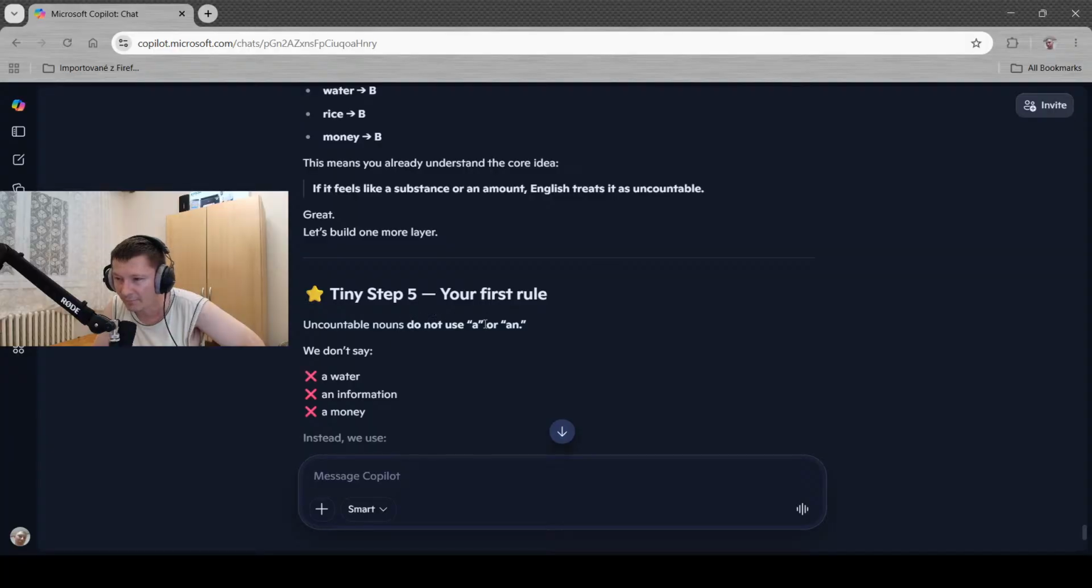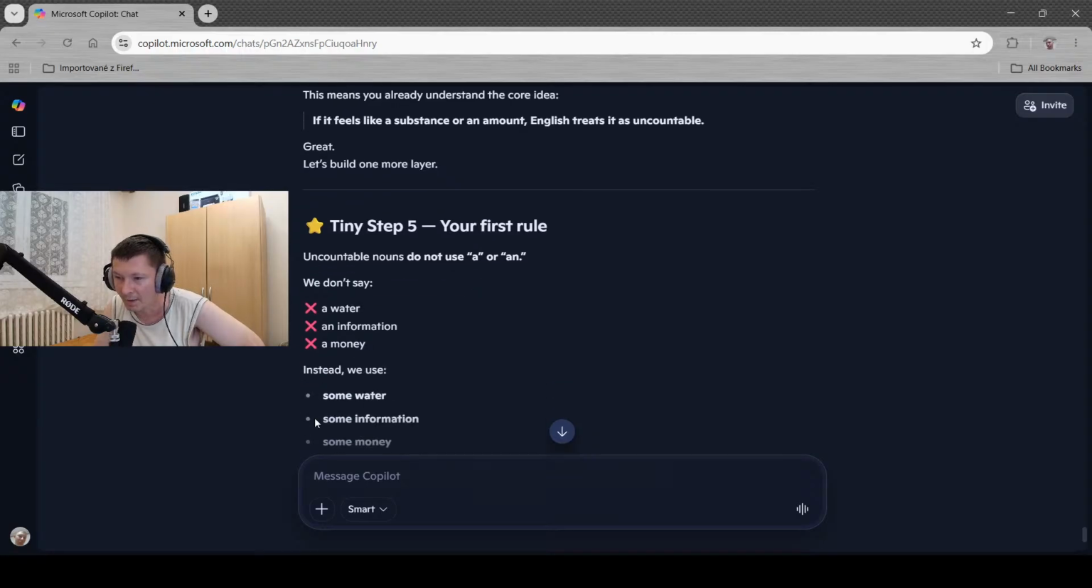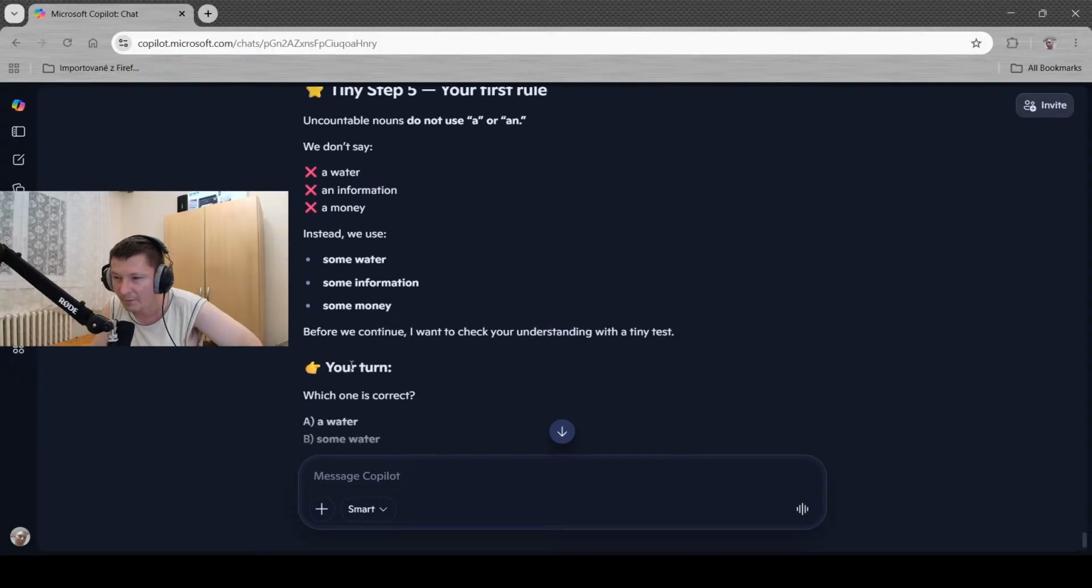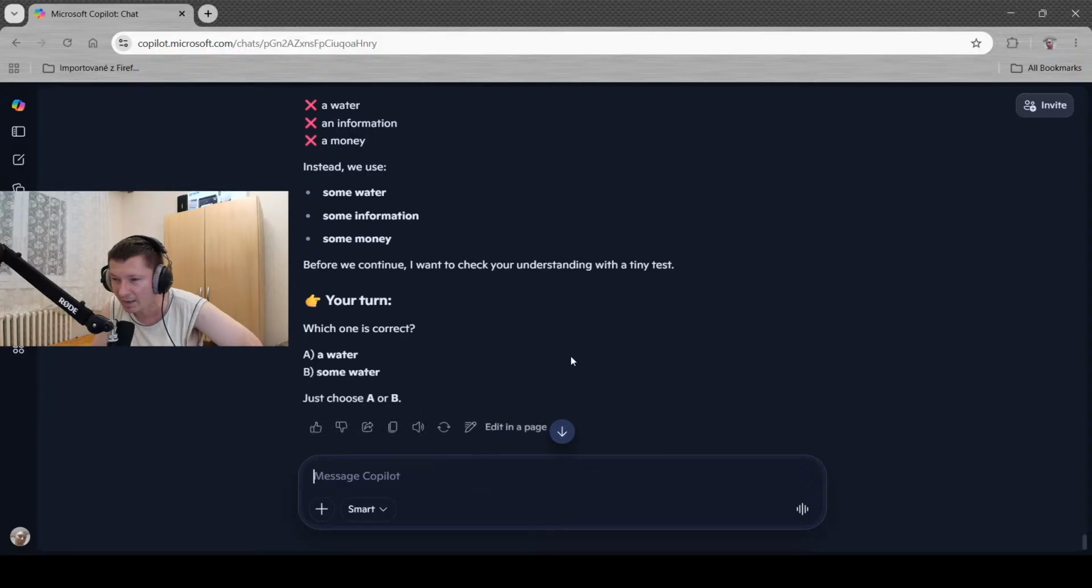Tiny step 5. Your first rule. Uncountable nouns do not use a or an. We don't say a water, an information, a money. Instead, we use some water, some information, some money. Before we continue, I want to check your understanding with a tiny test.